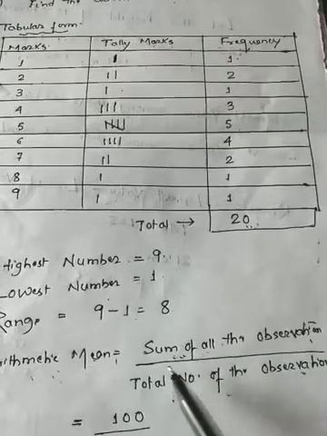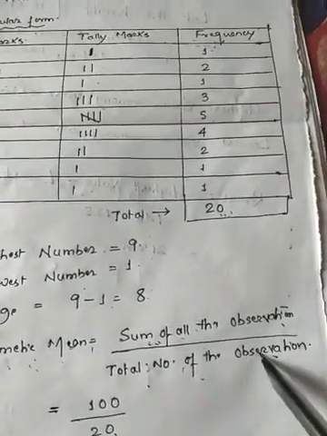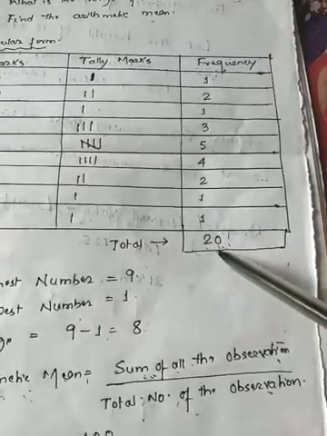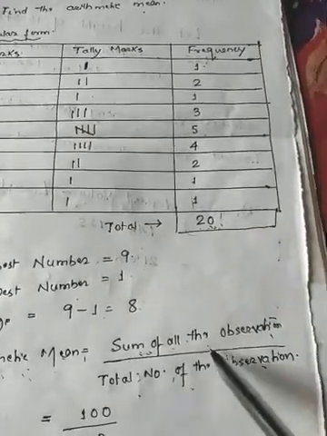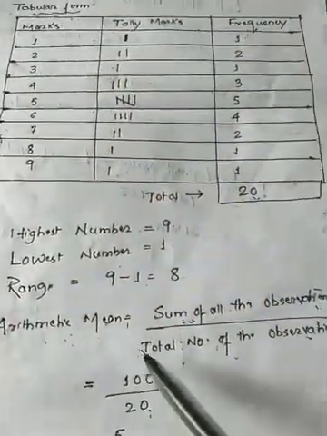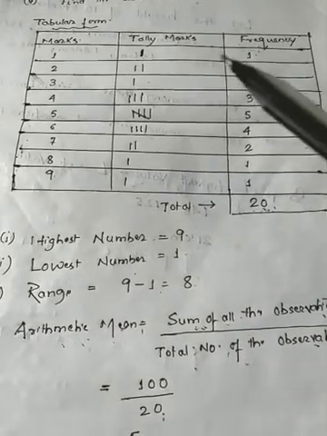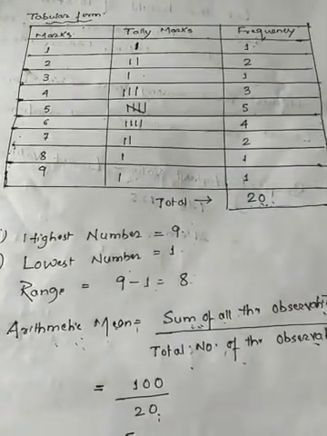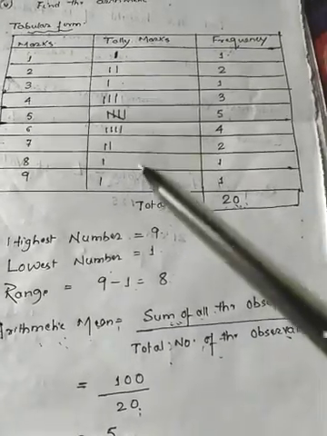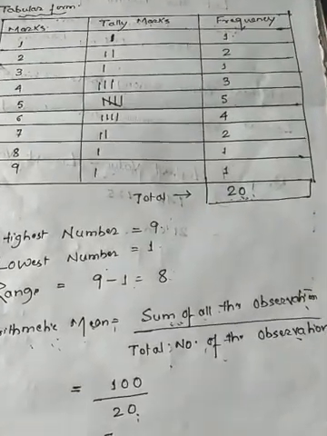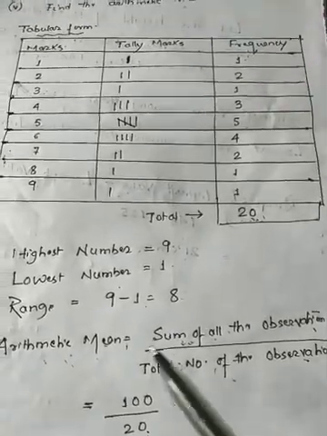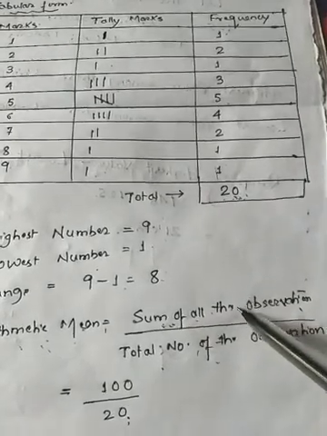Fine. And then divided by what? Total number of observations. The total number of observations is 20, and the sum of all the observations is what? When you add up all the observations, you will get 100. So this is how the arithmetic mean works. If anywhere you have to find the arithmetic mean, you have to follow this formula. No matter whether 20 observations are there or 5 or 6 or 7, you have to add up all those numbers and divide by the number of observations given in the question.